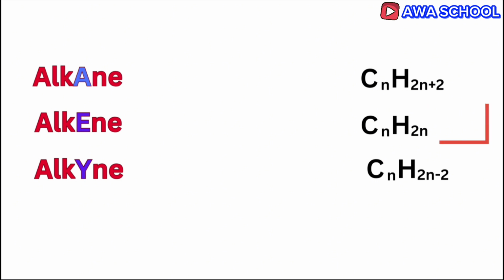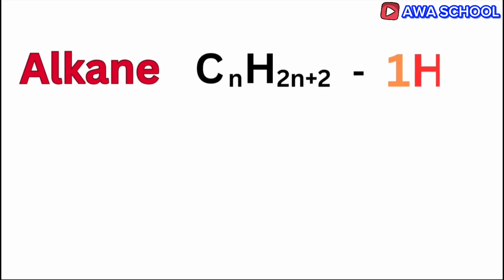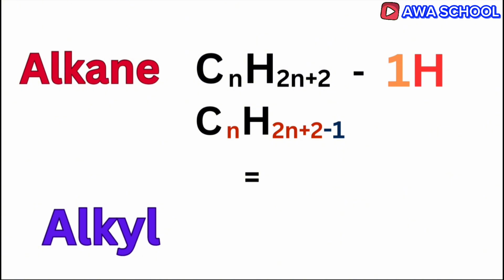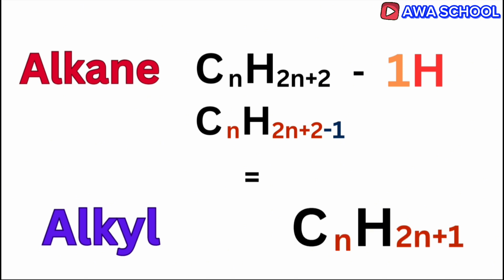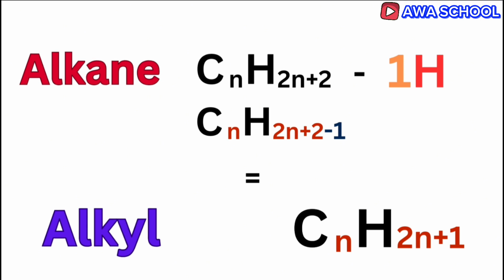Take alkane. When this alkane loses one hydrogen, remember, this is the general formula for alkane, right? When this alkane loses one hydrogen, it will form an alkyl group. Exactly. Now look at it. CnH2n plus 2 minus 1 hydrogen. It will form an alkyl group. Remember, what we are subtracting from is still the hydrogen, right? So we'll have CnH2n plus 1. Knowing this is the framework for knowing the general formula of the homologous series.